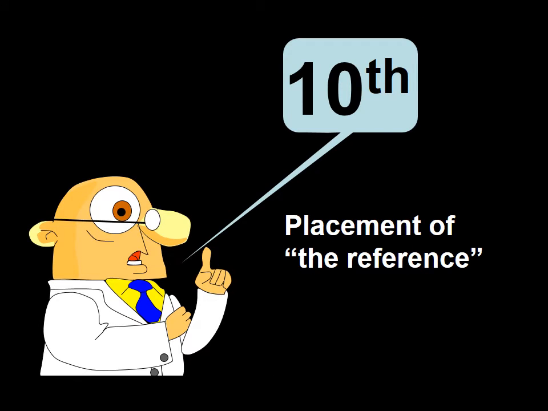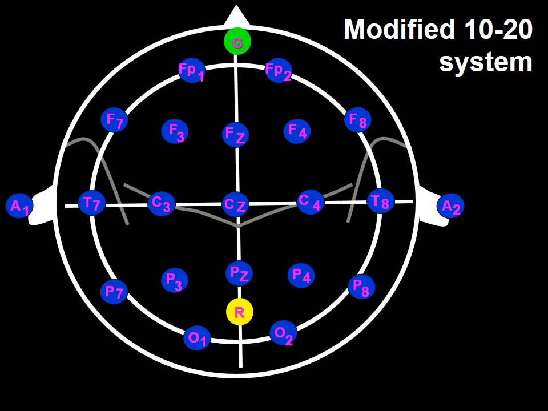The final step is placing an additional electrode that is called the reference. This electrode was added when digital filtering was implemented. Most neurophysiologists like to place this reference somewhere in the midline of the head. A common location for putting this reference is where it is indicated here by the yellow circle.